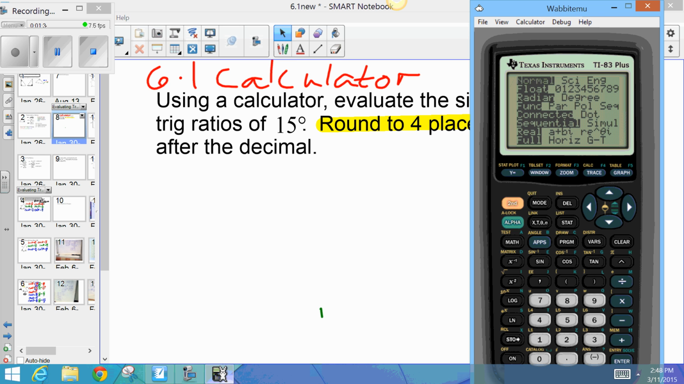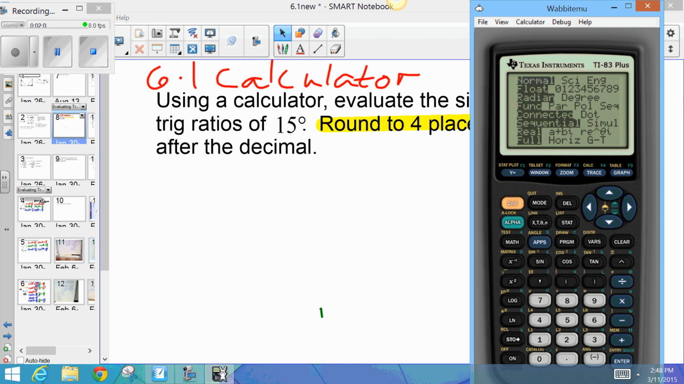You might see that radian is highlighted, let me see if I can get my mouse. All right, there we go. So now I have a pointer. So you might see that radian is highlighted, okay? So that's the default for a TI-83 calculator. For our beginning lessons, we are going to use degrees, which is what the scientific community uses. So we need to get degree highlighted.